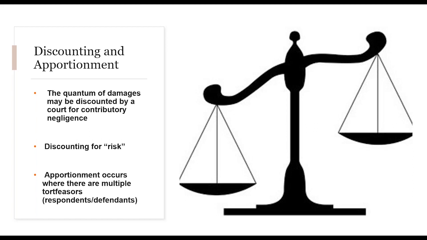Discounting and apportionment are typically done with reference to a percentage, and so I'll show you shortly how that sort of ties in with the calculation. The discounting for risk and also apportionment between defendants is really a whole other topic, which I won't go into further today. But if that's something that you're interested in, please let WorkCover know and they may be able to run a webinar for you on that topic.